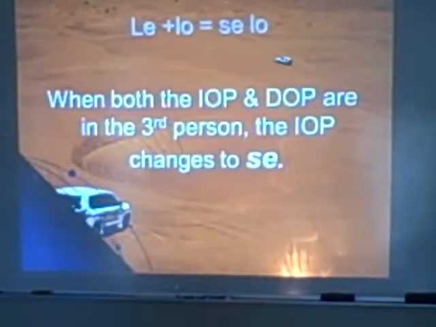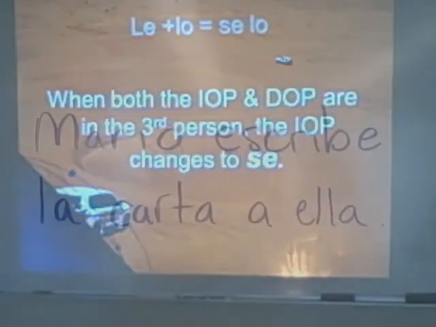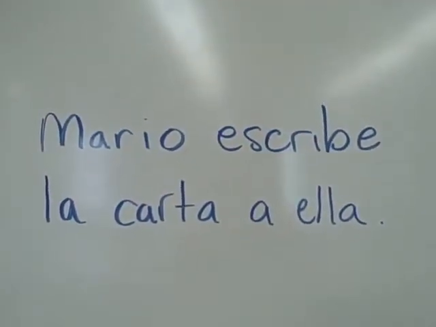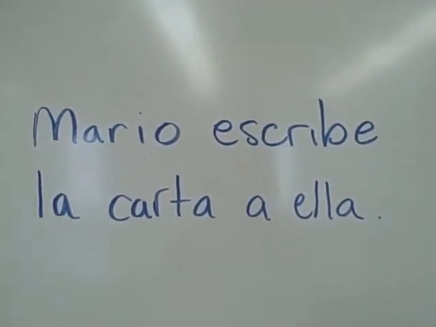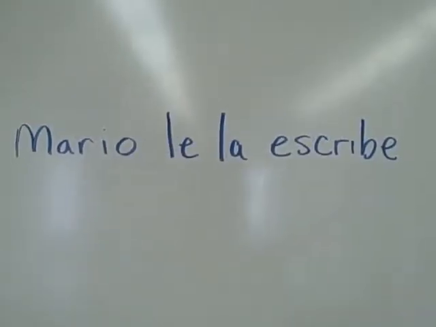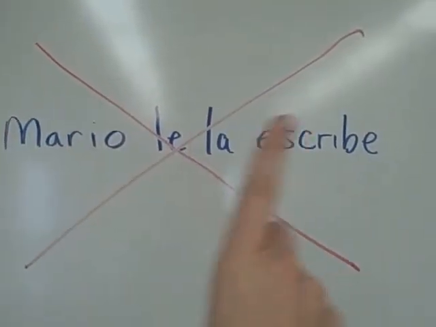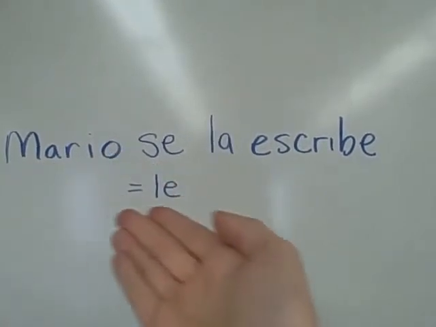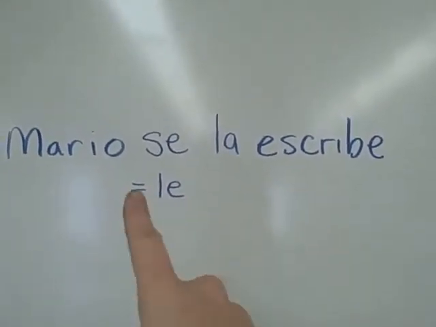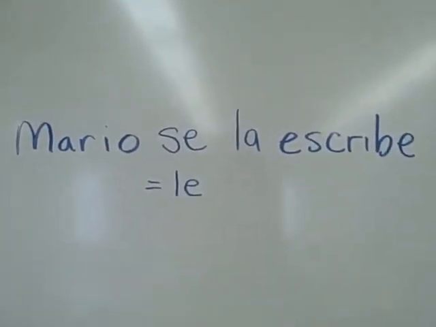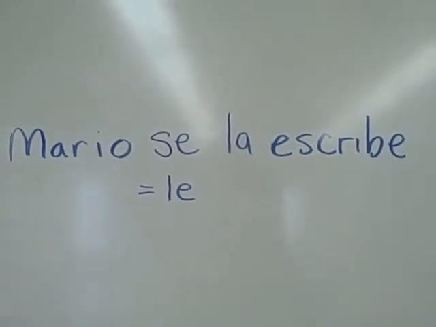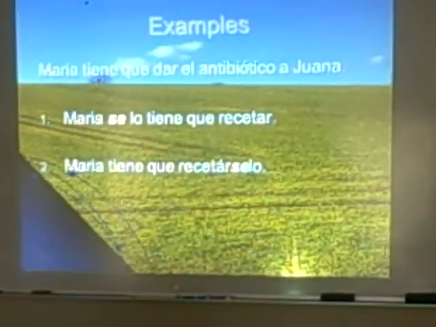Le plus lo equals se lo. Unfortunately, you have to remember one more thing. When both the IOP and the DOP are in the third person, the IOP changes to se. ¿Qué hacemos con esta frase? Mario escribe la carta a ella. ¿Mario le la escribe? No, no, no. Mario se la escribe. Se equals le. Mario se la escribe.